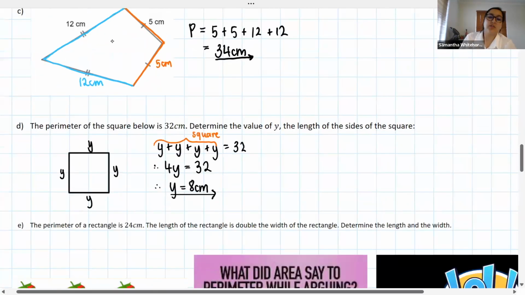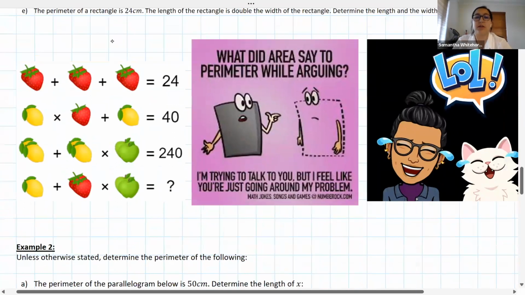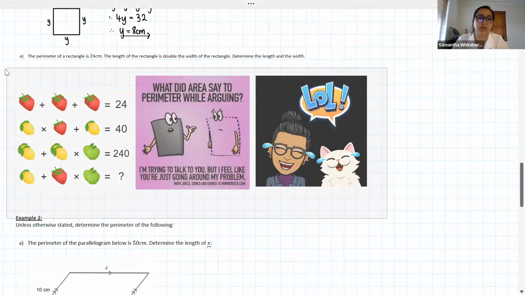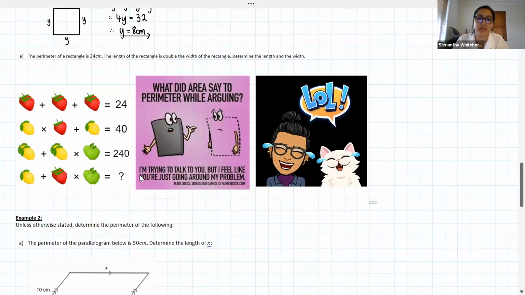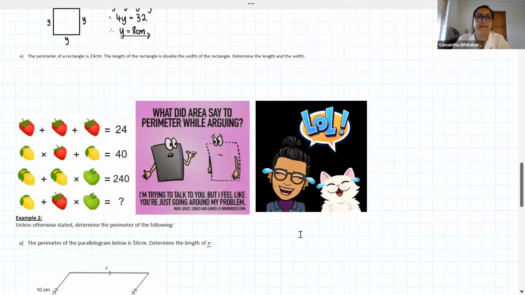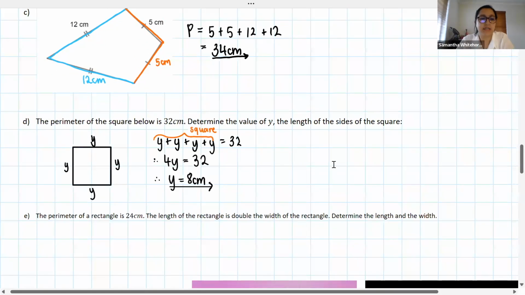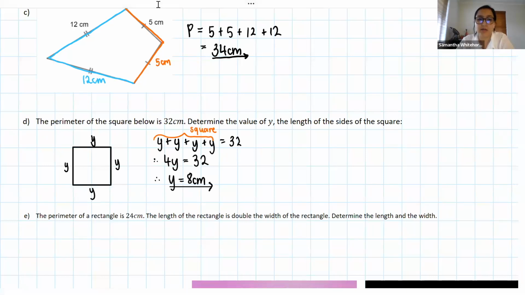Alrighty, so let's have a look at question E. I'm just going to move the brain break for a second. Also, now I understand why I put question E on the side, because I didn't leave myself enough space. Okay, so question E says the perimeter of a rectangle is 24 centimeters. The length is double the width of the rectangle. Determine the length and width.